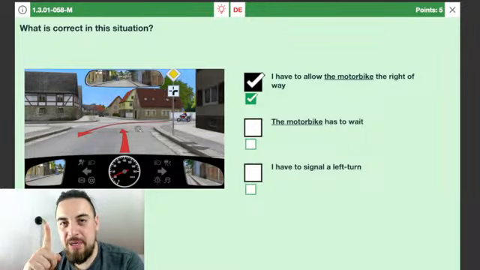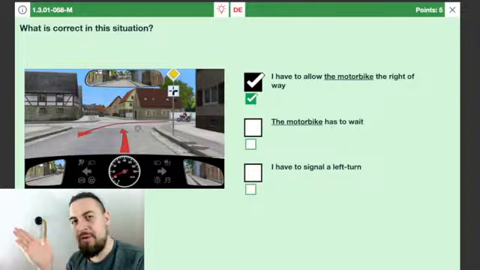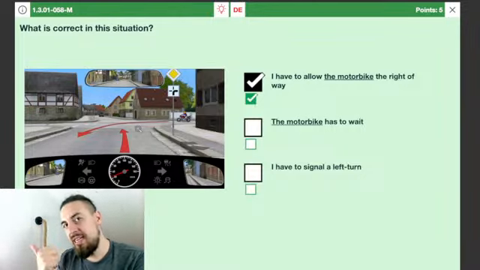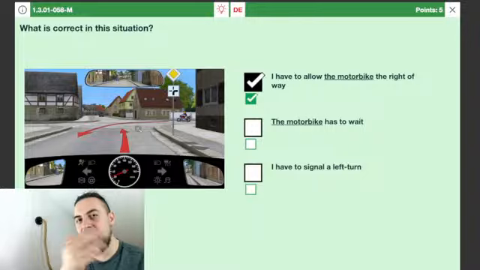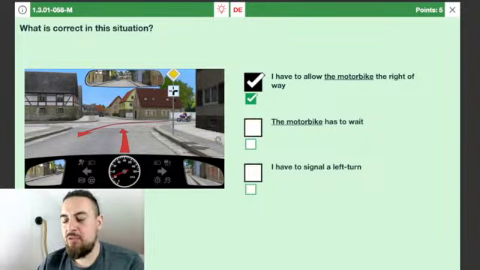However, remember, we are going straight ahead, and going straight ahead will never be indicated. So if you would follow the priority road to the right, you have to indicate right. And if you would leave it to the left, you indicate left. But going straight ahead, leaving the priority road, you don't have to indicate. And why is the motorcycle first? Because both of us are on the priority road, but we are about to cross the priority road of the motorcycle, and that's why we have to wait, and the motorcycle is first.